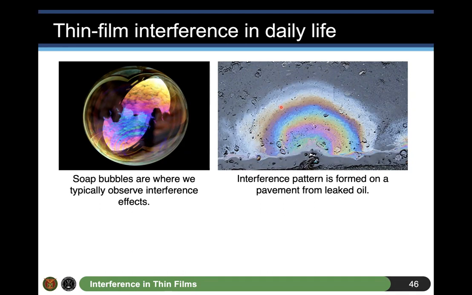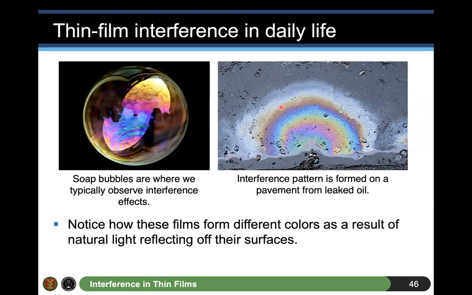And these patterns also form on pavement from leaked oil. Okay? So, here, hindi lang intensity yung nagbabago, pati rin yung color. Right? So, meron na ring diffraction or dispersion na nangyari. And these films form these different colors as a result of natural light reflecting off their surfaces.